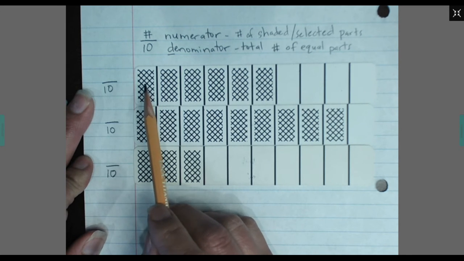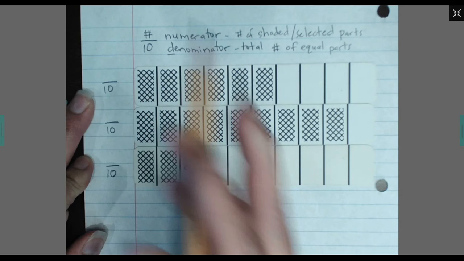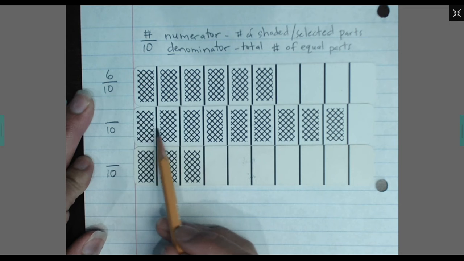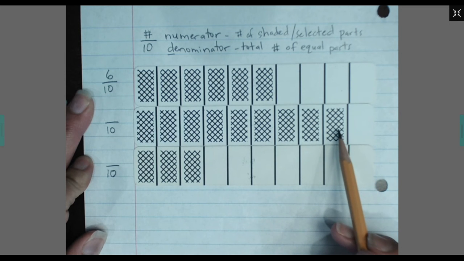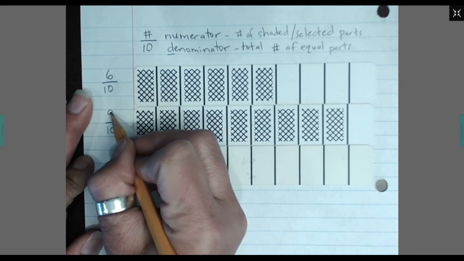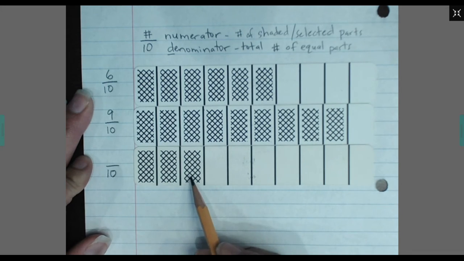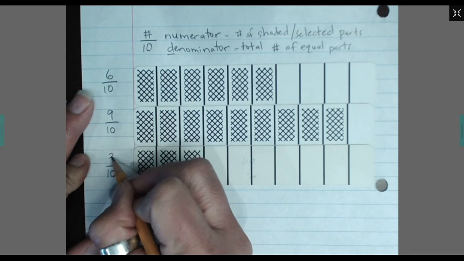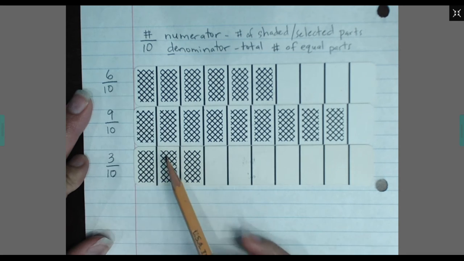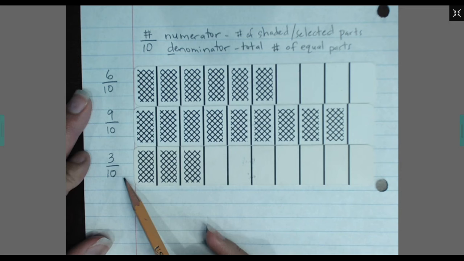1, 2, 3, 4, 5, 6 are shaded for our top one. And all but 1 are shaded for our second one. We know there's 10, so 10 minus 1 is 9. And our third one, we have just 3 shaded in. So the value for my first whole is 6/10, second whole is 9/10, and the third whole is 3/10.